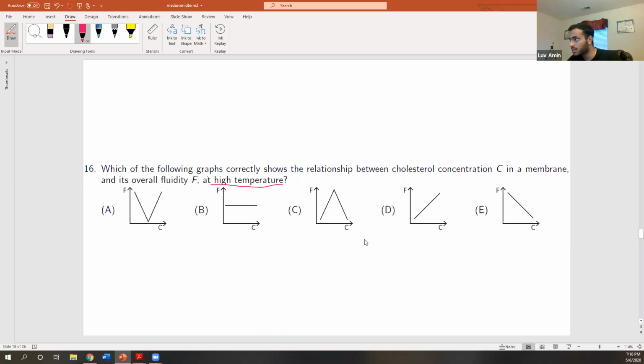So as we increase cholesterol concentration in this case, this is cholesterol and this is fluidity, we're going to lose fluidity, right? Because we're adding more and more cholesterol into a membrane, it's going to clog it up essentially. So our graph should look something like this, where as we increase cholesterol concentration, fluidity of the membrane decreases. And in this case, we see this is represented by answer choice E, all right?